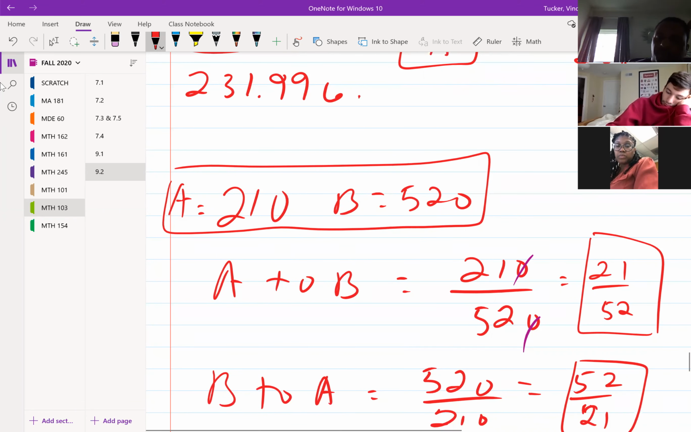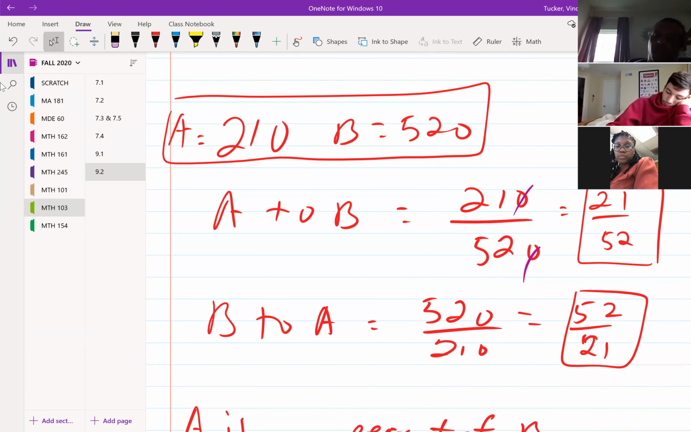Then it asks you about B to A. So all you do is write the B on top, A on bottom. So really all they're doing is making sure you understand the relationship of two and how you're setting up your ratio.